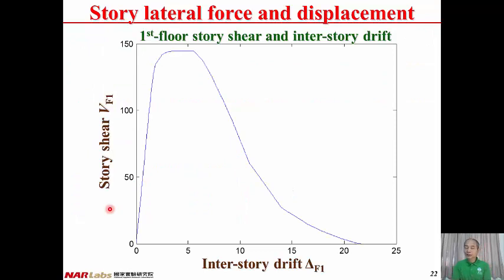And here is an example of the force displacement relationship in the story level. That's the first floor, story shear, and interstory drift. In the horizontal axis, we have interstory drift delta F1. In the vertical axis, we have story shear VF1. And the curve here is the relationship between story shear VF1 and interstory drift delta F1.